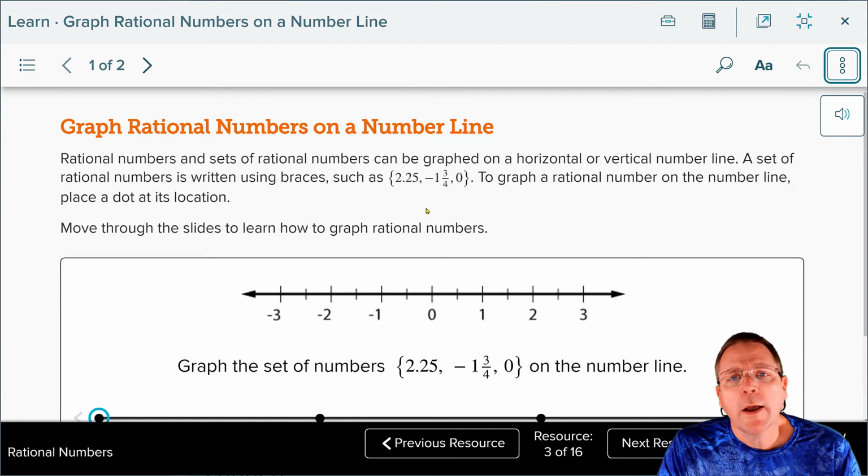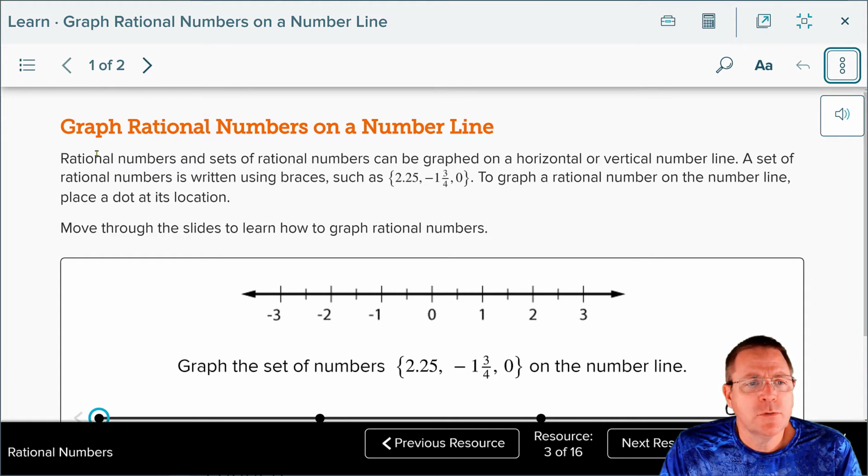So let's take a look at how we would graph rational numbers on a number line. Rational numbers and sets of rational numbers can be graphed on a horizontal or vertical number line. A set of rational numbers is written using the braces that you see here and here. That's what we call that funky looking parenthesis. We call them braces, kind of like the things that go on some of your teeth. To graph a rational number on a number line, place a dot on its location.